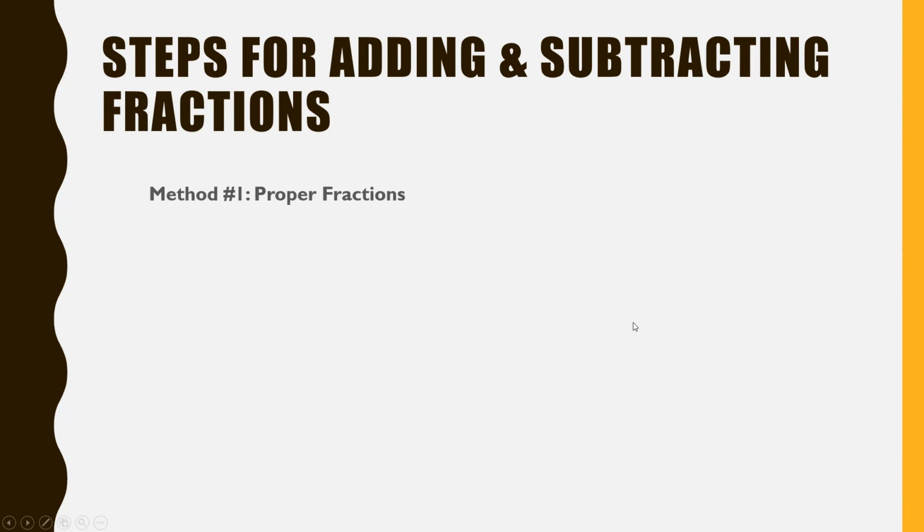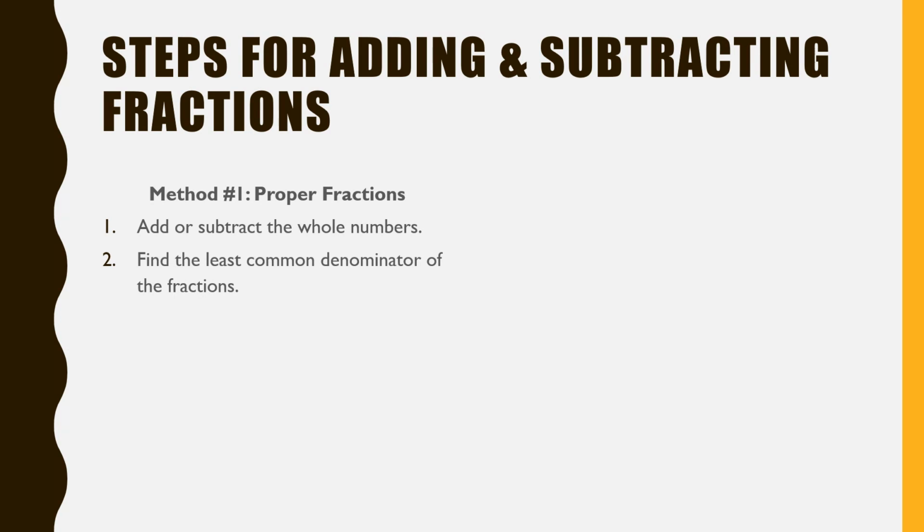Our first method for adding and subtracting fractions is to keep the fractions proper. In this method, you would first start with adding or subtracting the whole numbers. You would find the least common denominator of those fractions to create equivalent fractions. You would add or subtract the fractions together and simplify if needed.